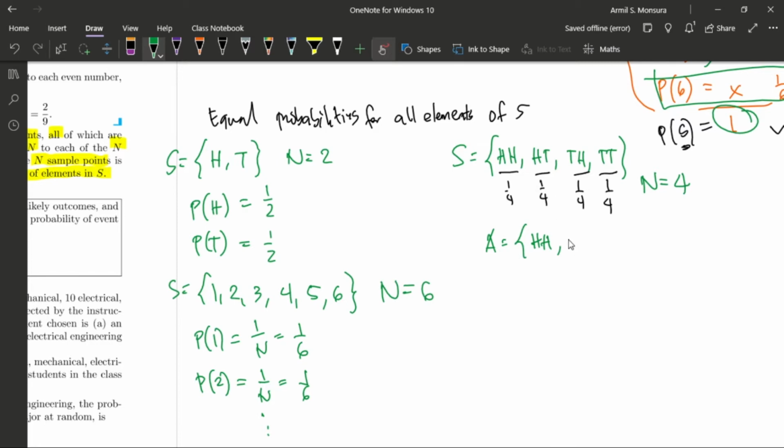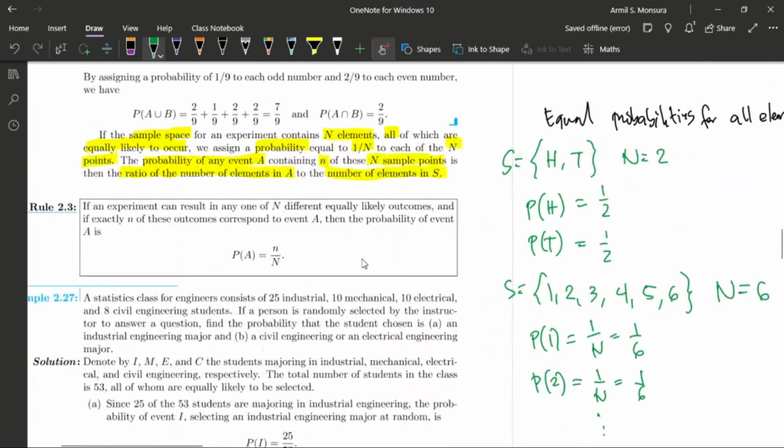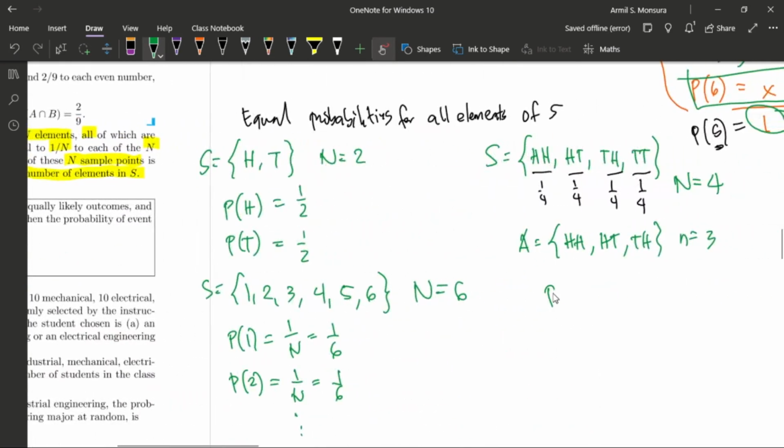Then head-tail, then tail-head. So we listed three elements in event A. The rule says that the probability of A occurring is the ratio of small n over big N. That should give us 3 over 4, which is what we got earlier in our example. Okay?